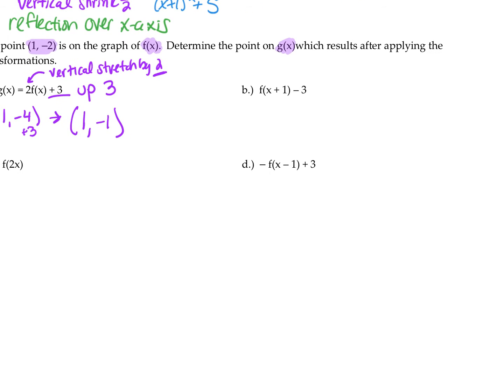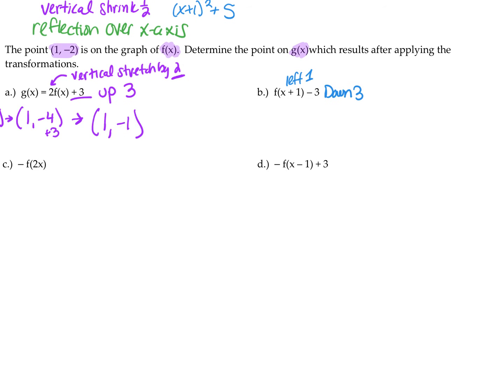For this next one, the plus 1 on the inside means I'm shifting left 1, down 3. So if my original point is (1, -2), left 1 would mean minus 1, down 3 would mean minus 3 for the y. So I end up at (0, -5).